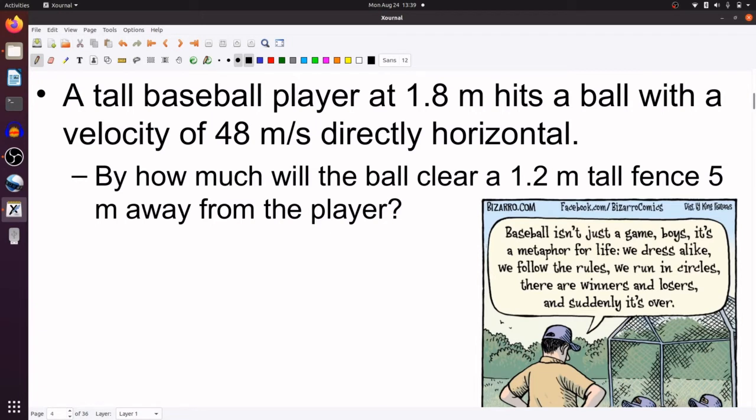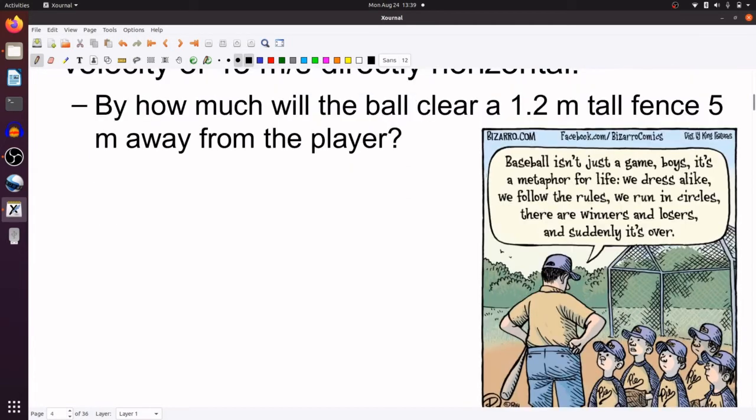Why is he near a fence that short? I don't know. I can't answer it. But he was. At least in my problem he was.